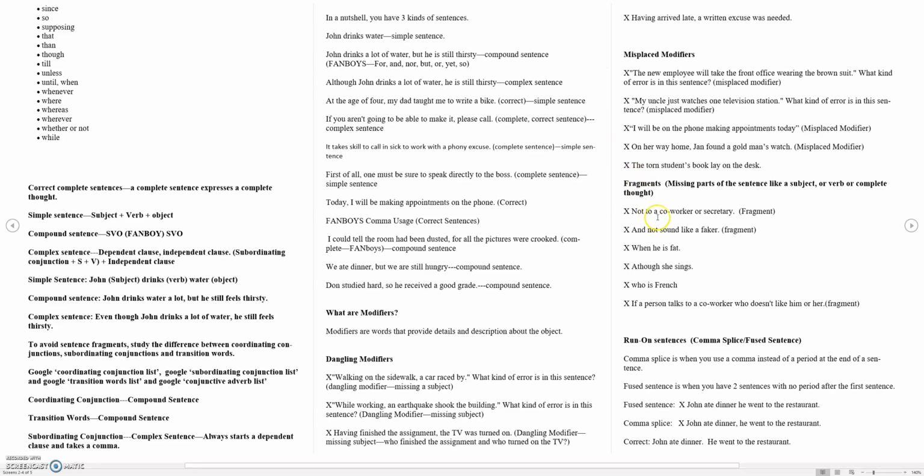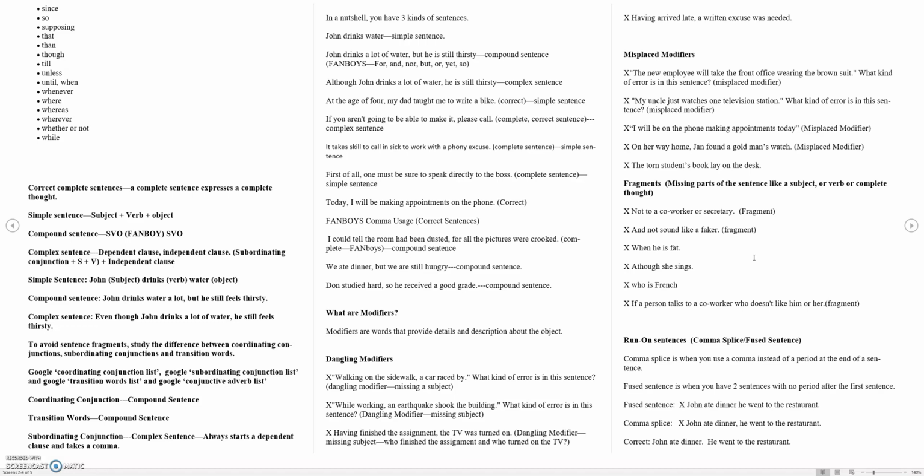And so then you have a whole bunch of fragments. Sentence fragments mean an incomplete thought, not a complete thought. So "not to a coworker or secretary" is a fragment, and "not sound like a faker" is a fragment. "When he is fat" is a fragment. "Although she sings" is a fragment.